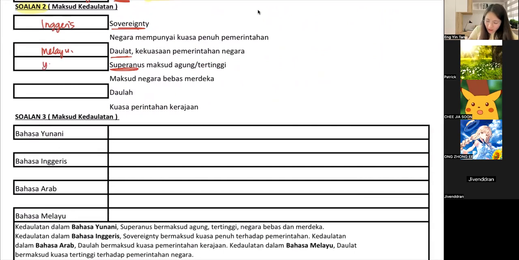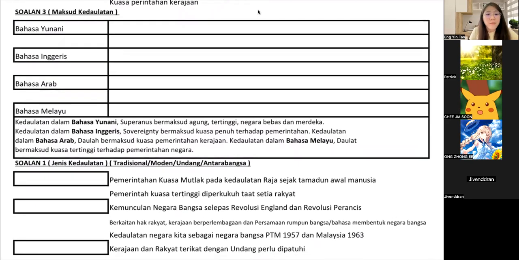Now, superanus is what? Daulah is your Arab. Boleh faham? So quickly, right now, let's go to this one here. Right now, you remember, so you quickly write it down. Yunani talks about what? What did he mention about kedaulatan? So Yunani is called supreme, superanus, right?